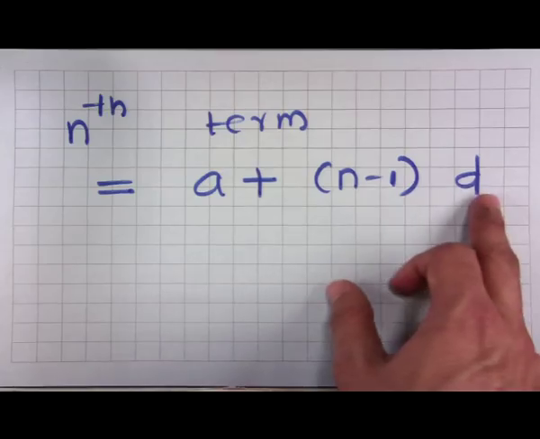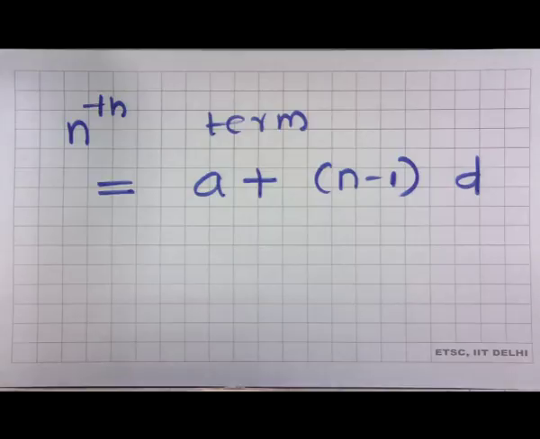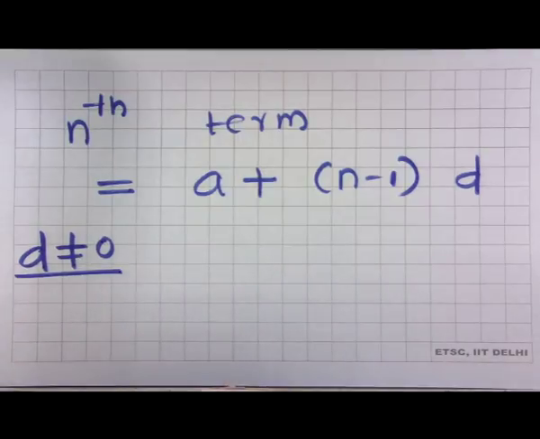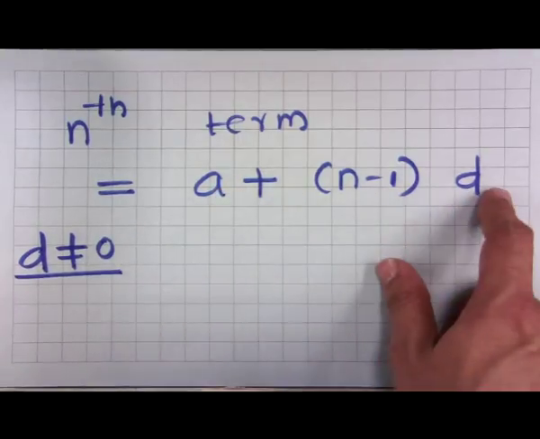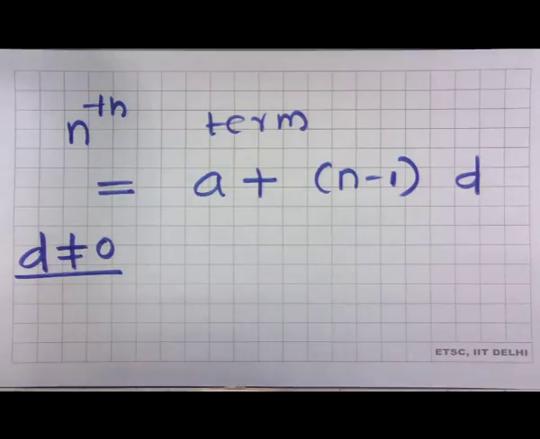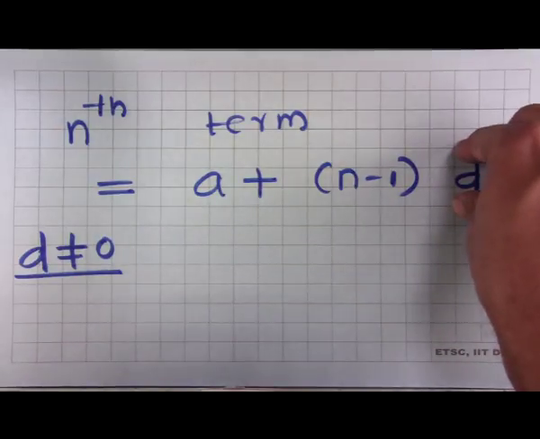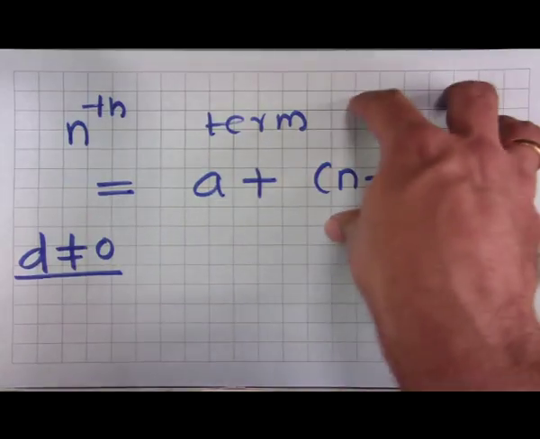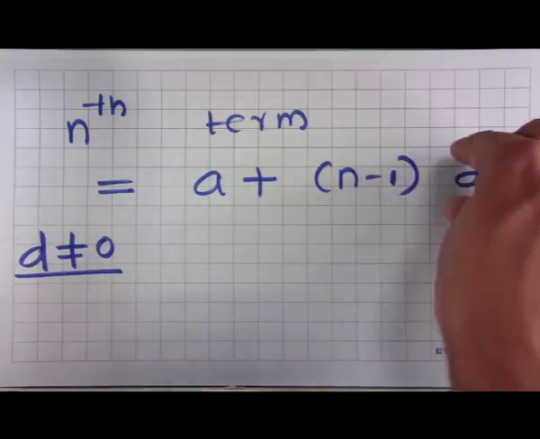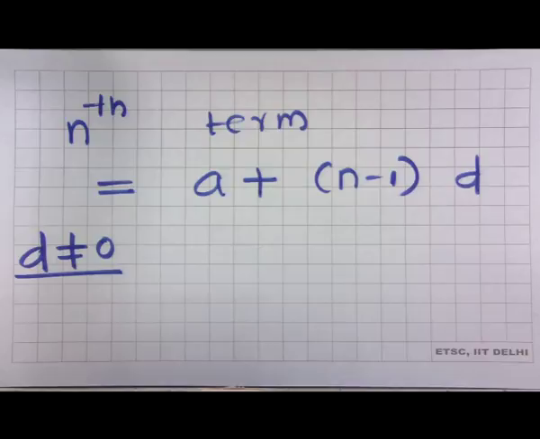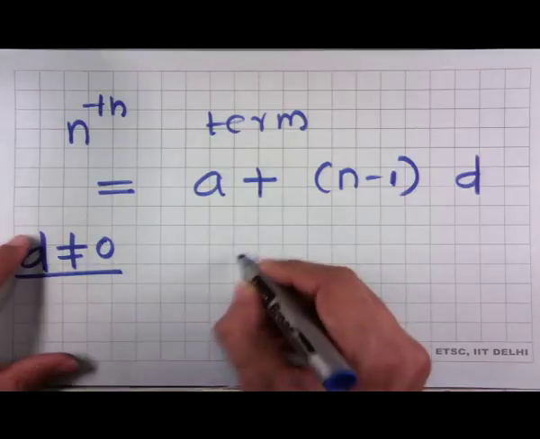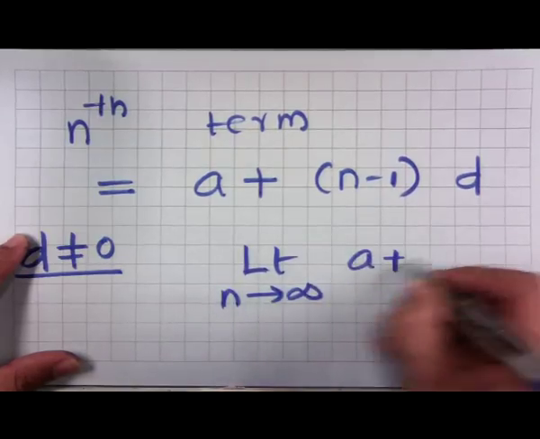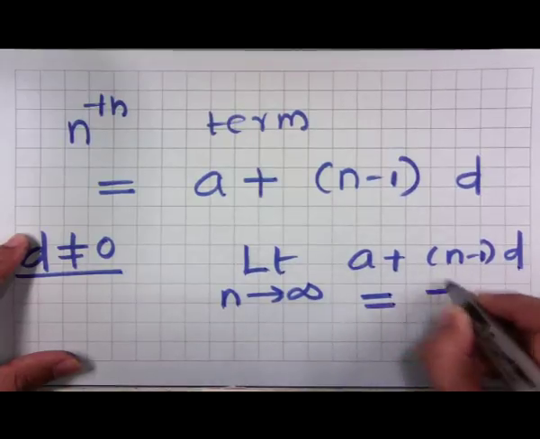Once a and d are fixed, assuming d not equal to 0, we see that a plus n minus 1 into d becomes large in magnitude when n becomes large. If d is a positive number, then n minus 1 into d, as n becomes large, goes to infinity. And if d is negative, n minus 1 into d, when n becomes large, goes to minus infinity. Therefore, the limit as n tends to infinity of a plus n minus 1 into d is plus infinity or minus infinity.